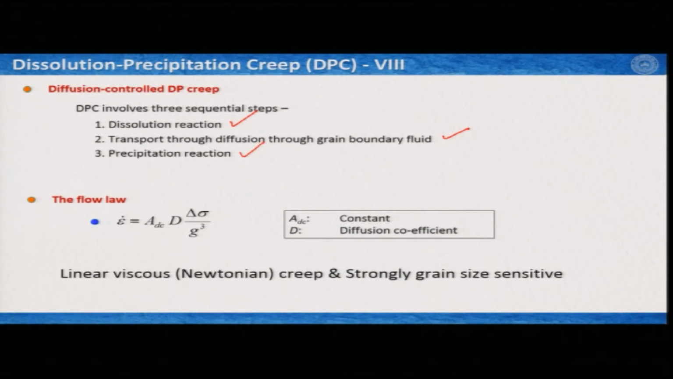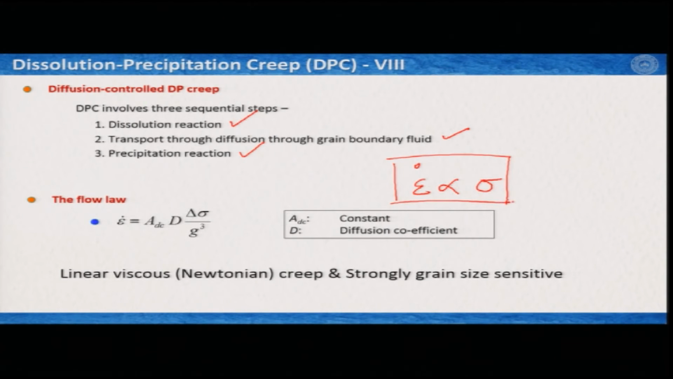The flow law is given in this form: strain rate is equal to a constant A, d c multiplied by diffusion coefficient, delta sigma stress, and this part is very important, G is the grain size, or sort of a length of the grain, which is cubed. Now, this tells you very clearly, the first thing we need to observe is the relation between strain rate and stress. If we see this equation, strain rate is proportional to stress.